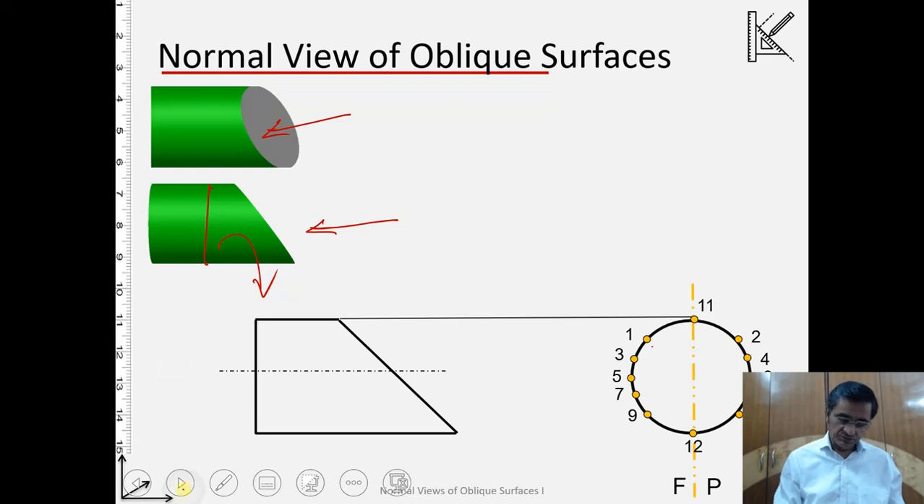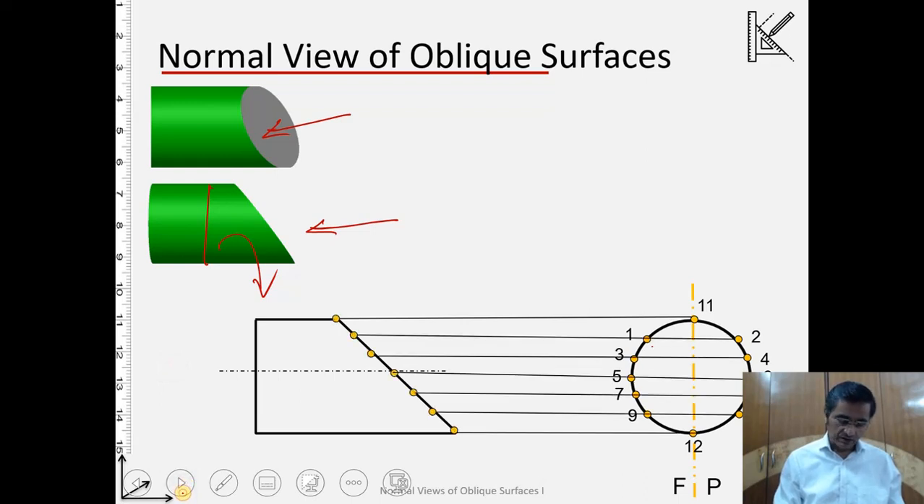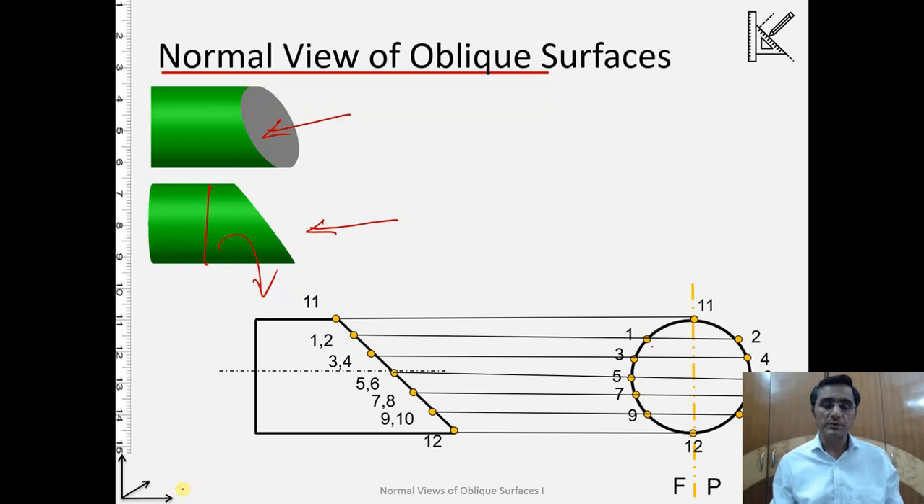So the projectors from the profile view, if I take it to the frontal, that is how the projectors will be. And if I transfer the points and write their names, that is how the points will be written. So corresponding to 1, the 1 is here, 2, the 2 is here. So this point is the representation of 1 and 2, or rather we can say this point is the projection of 1 and 2.